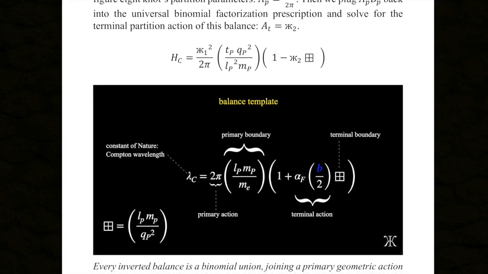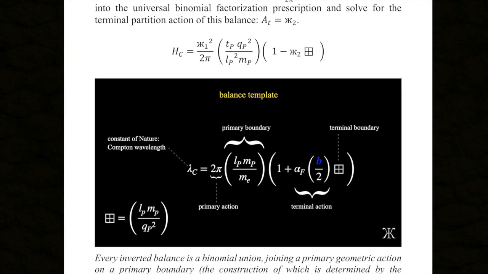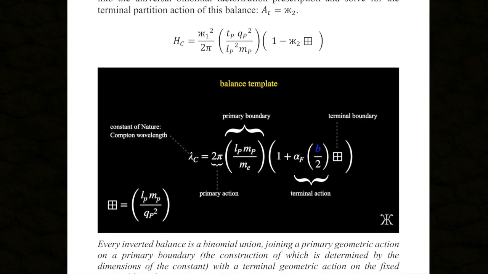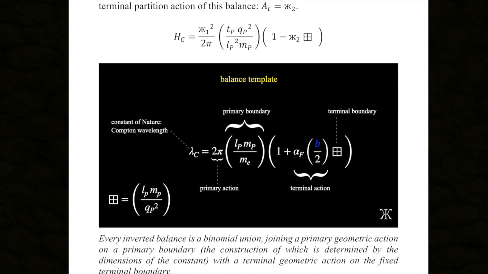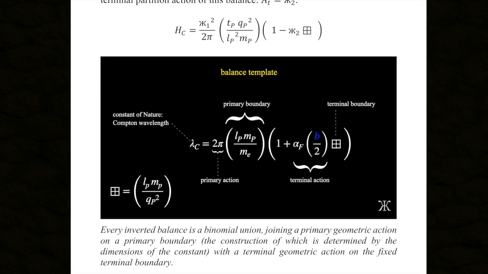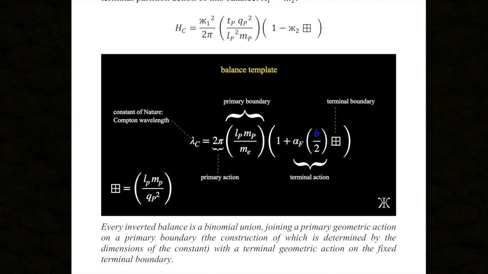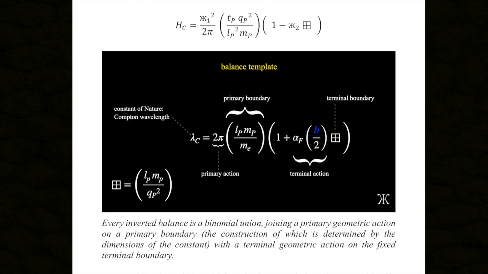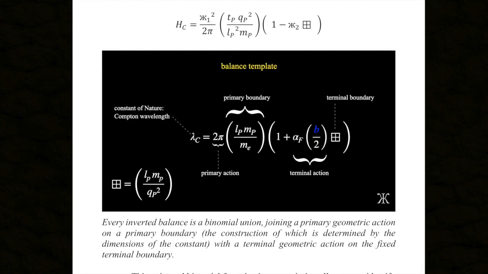In every balance, there's a primary boundary and a terminal boundary. And these are intersections of boundaries. And the terminal intersection of boundaries is a fixed set. It's just the Planck length times the Planck mass over the Planck charge squared. That's the termination boundary, divides between the arrangement on the inside and the arrangement on the outside. The primary boundaries will be different in each case. The terminal actions will be different in each case for every constant of nature, but the terminal boundaries will always be the same.